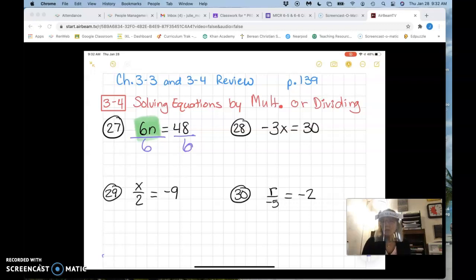What happens to my two 6s? They equal 1 essentially, so they cancel each other out. I'm just left with n. And then 48 divided by 6.